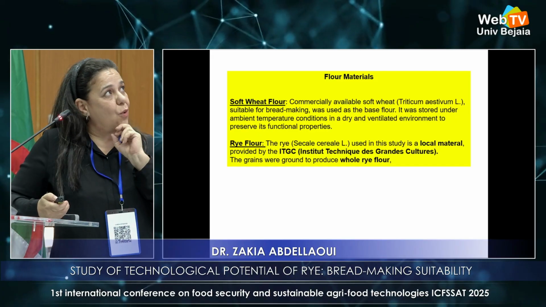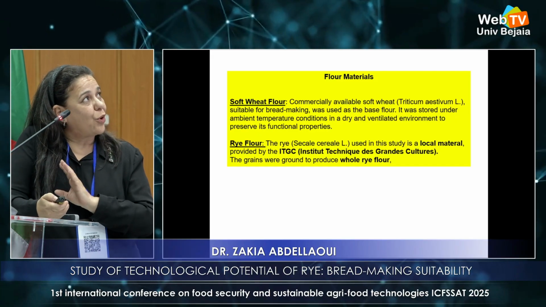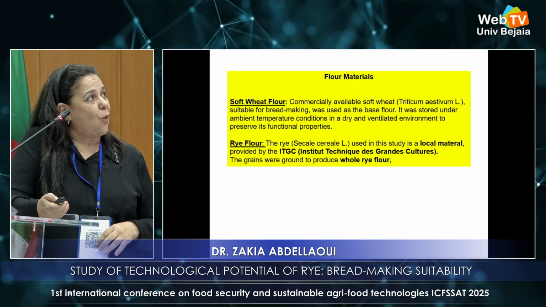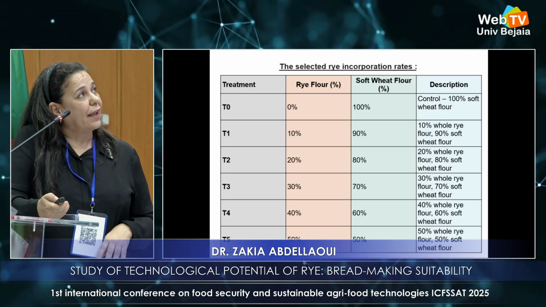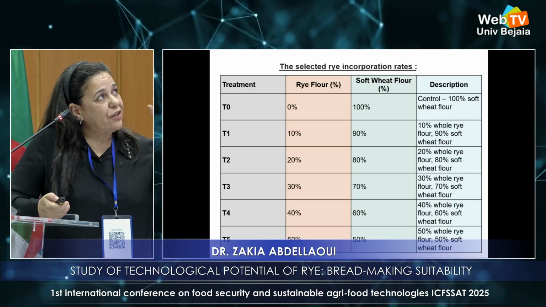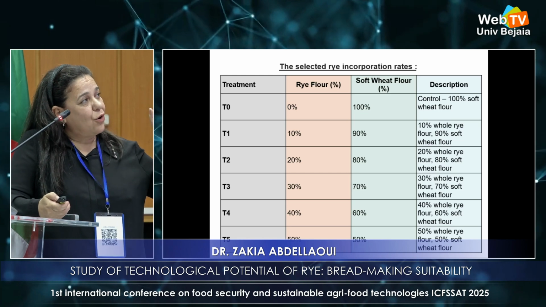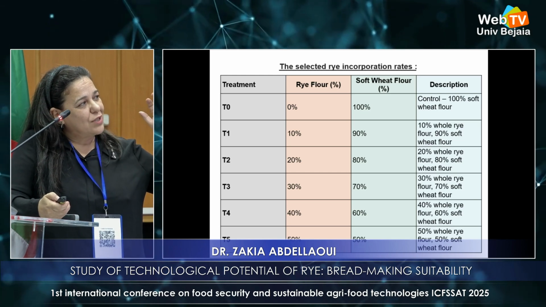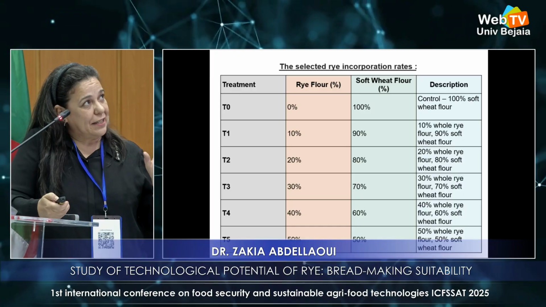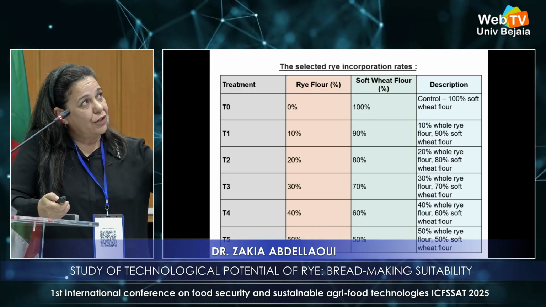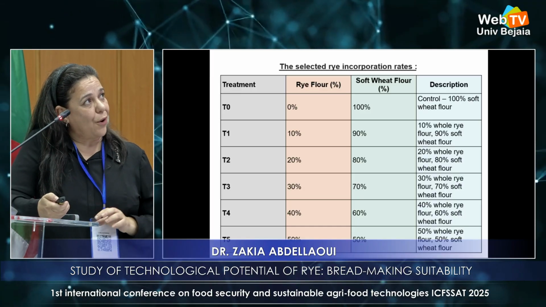We choose two flours, soft wheat flour and whole rye flour. We also choose different rates, 0 to 15, and we mix it with wheat flour.